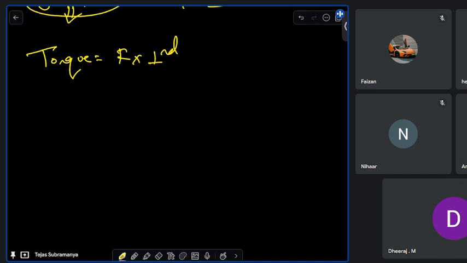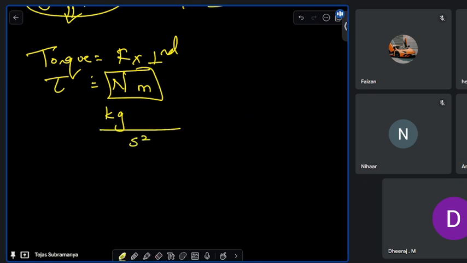Torque is equal to force into perpendicular distance. Now focus. Force is nothing but Newton. Perpendicular distance is nothing but meters. Torque is represented by tau, not at all required. But again, I have a problem. I am not sure with Newton. Fine. Newton is kg meter per second square. Instead of writing per, I'll write in the denominator itself. Second square was there, meter was there, dot meter was there on top also. So this becomes kg dot meter square by second square.